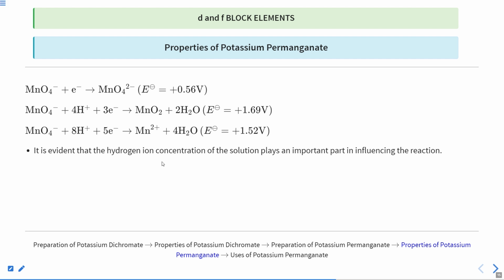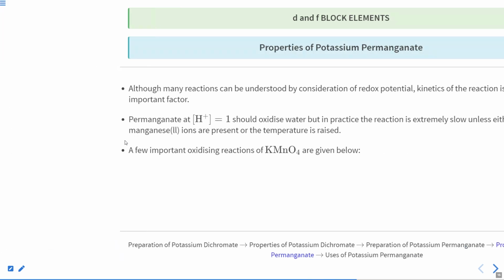Now it is evident that the hydrogen ion concentration of a solution plays an important role in influencing the reaction. So in this reaction also we are seeing that by changing the pH we are changing the species. And similar was the case for potassium dichromate also. And here potassium permanganate is also behaving similarly.